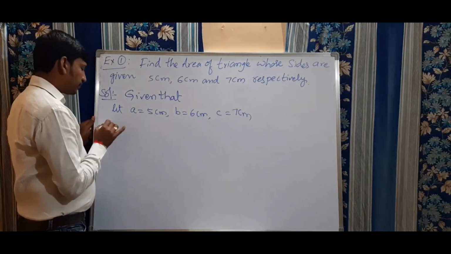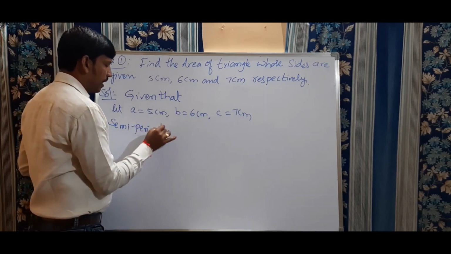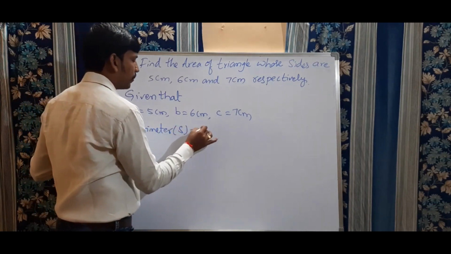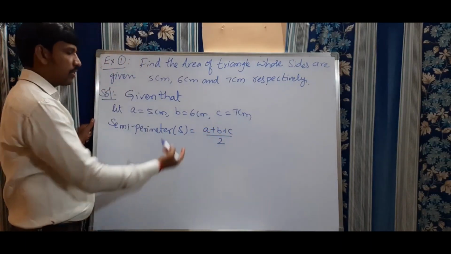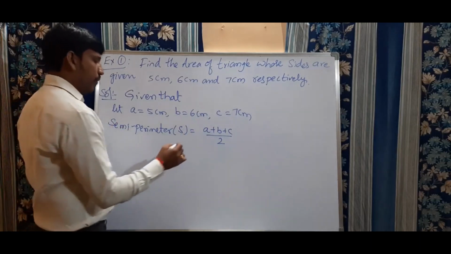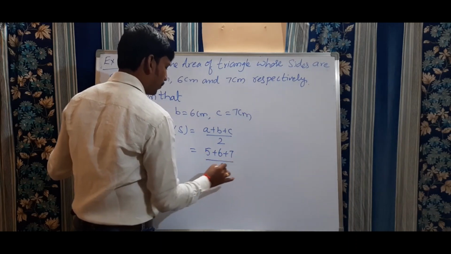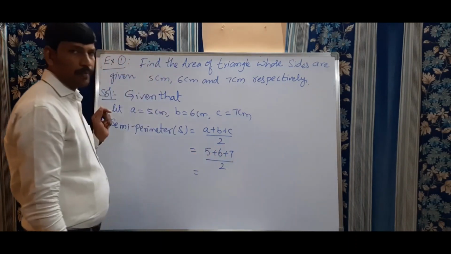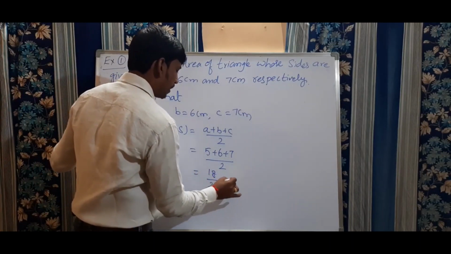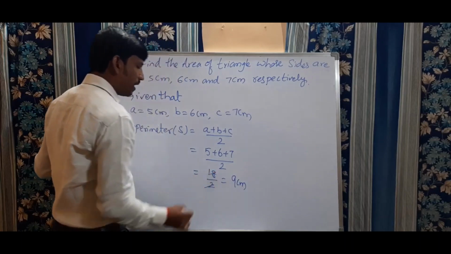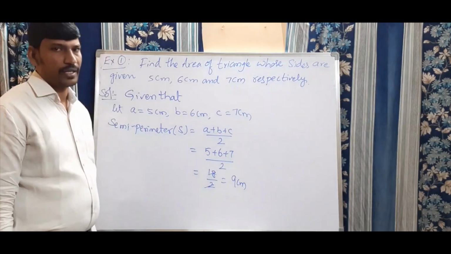First of all, we need to find the s value. The semi-perimeter of a triangle, small s, is equal to a plus b plus c by 2. Clear? This is the formula to find s. So 5 plus 6 plus 7 by 2, which is 5 plus 6 is 11, 11 plus 7 is 18, 18 by 2 is 9 centimeters. Now we got the s value as 9 centimeters.